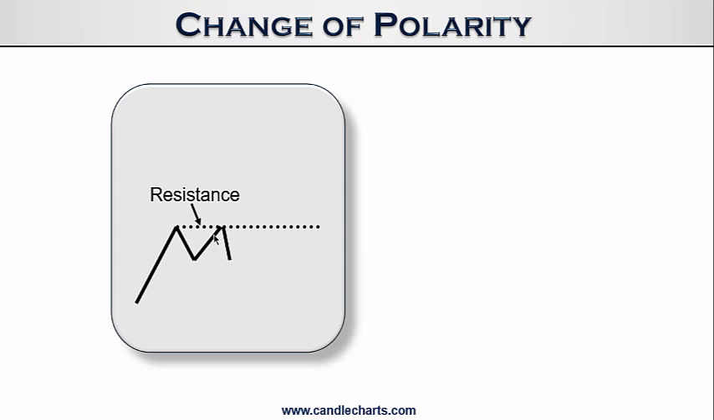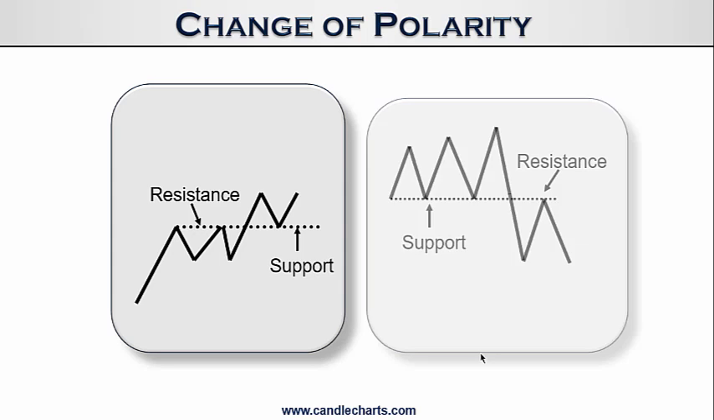Now, the change of polarity also works with breakouts. So I have a multi-tested resistance area. Once the market breaks out, the resistance should become support. So here's the change of polarity with the downside break, where old support becomes resistance. And here it's an upside breakout where the prior multi-tested resistance becomes support. It's important, it's not just the resistance area tested once.